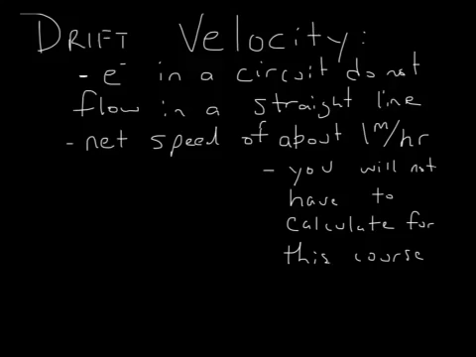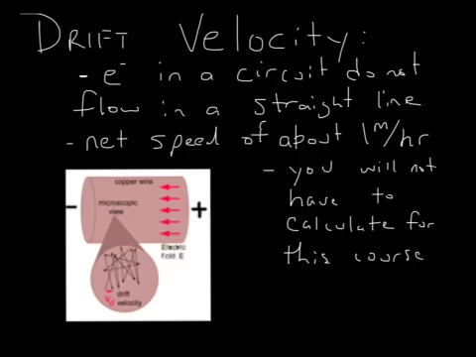Drift velocity is the mean speed of the electrons flowing through a wire. It is a very low number. Electrons in a circuit typically move through the circuit at a net speed of about 1 meter per hour, but they do not flow in a straight line, as you can see from the picture below. The exact speed depends on several factors, and that's not important for this course. The figure just added shows a microscopic view of the drift velocity in a copper wire.